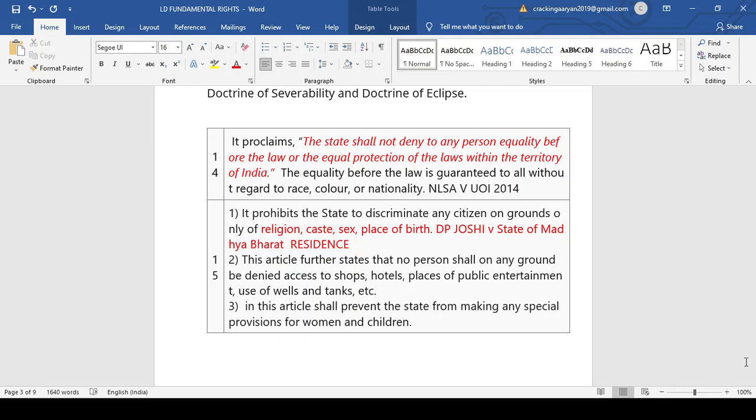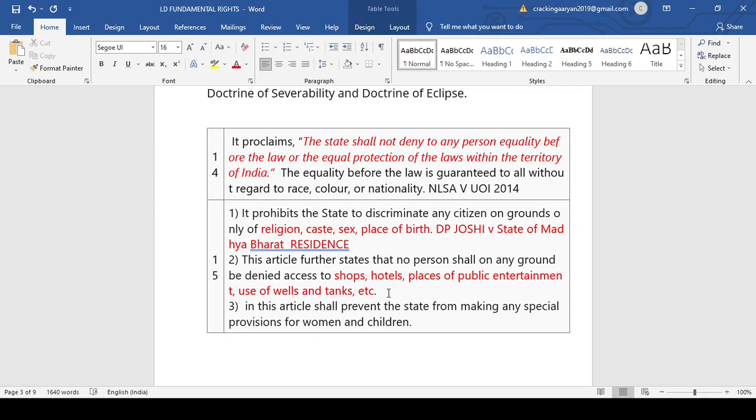So in D.P. Joshi versus State of Madhya Bharat, there was a circular in the medical college regarding your state of residence; there was a discrimination based on residence. In that case, the Supreme Court held as follows. Second, Article 15 clause 2 tells that no person shall on any ground be denied access to shops, public restaurants, hotels, places of public entertainment, or the use of wells and tanks. There should be no discrimination in that.